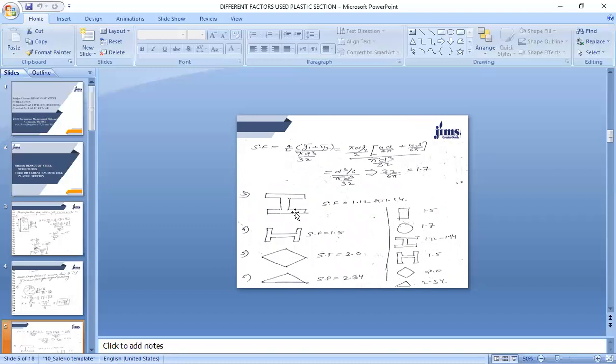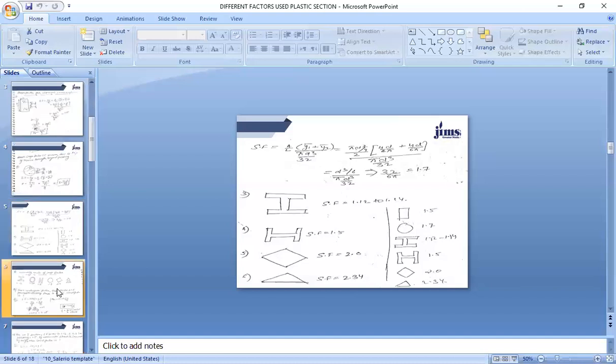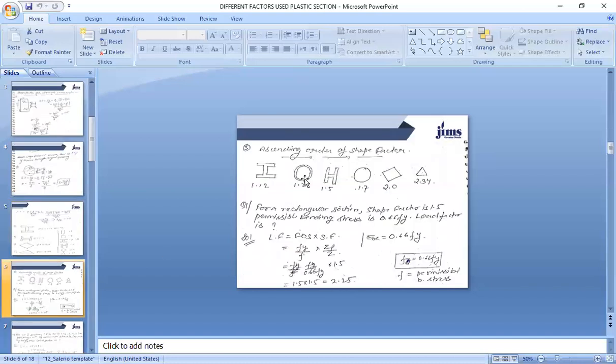For an I section we have 1.12 to 1.14. For an H section we have 1.5. For a diamond we have 2, and for a triangle we have 2.34. You should calculate this on your own; I've already discussed the formula. Please solve this, and you should remember all such values because they are useful for the problems. I section 1.12, slit 1.27, X section 1.5, circle 1.7 already solved, diamond 2, and triangle 2.3.